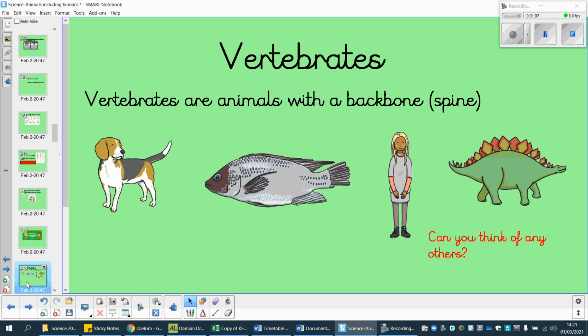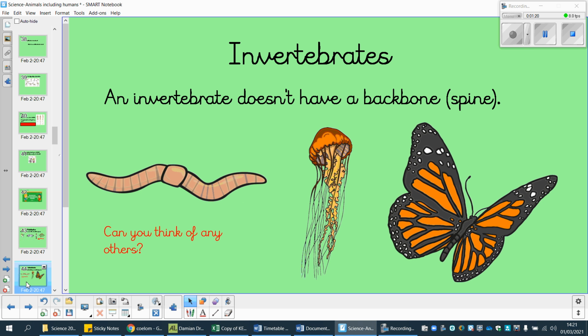So vertebrates. Vertebrates are animals with a backbone, and they've got a spine. So dogs, cats, fish, humans, dinosaurs, yeah, they all have backbones. Invertebrates. An invertebrate doesn't have a backbone, so meaning it doesn't have a spine. So things like a worm, a jellyfish, and a butterfly. Again, can you think of any others?